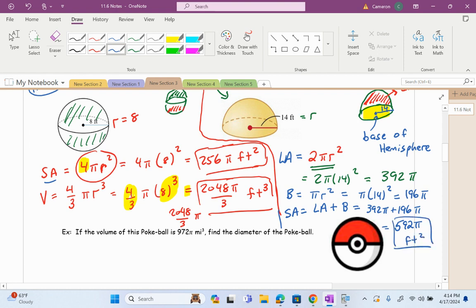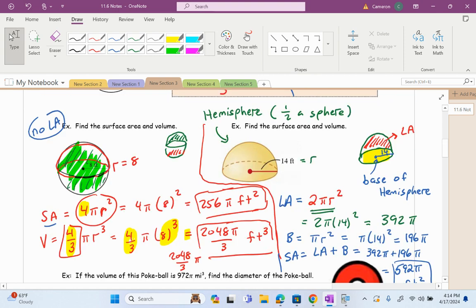Okay, to get volume, same type of approach. I could find the volume of the whole sphere, and then I could just divide my answer by 2 to get the upper hemisphere. Or I could cut the coefficient in half. If I only want half the volume, instead of using 4/3, I'm going to use 2/3. So 2/3 pi r cubed would be my adjustment if I'm doing a hemisphere, instead of 4/3.